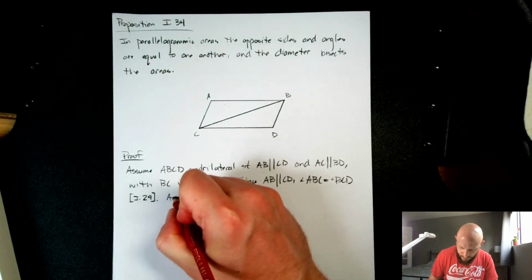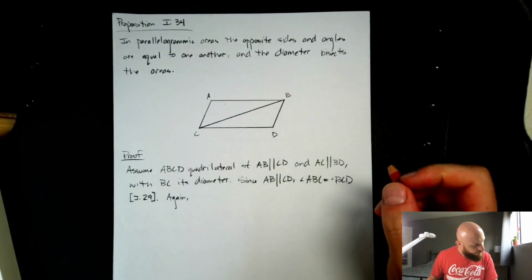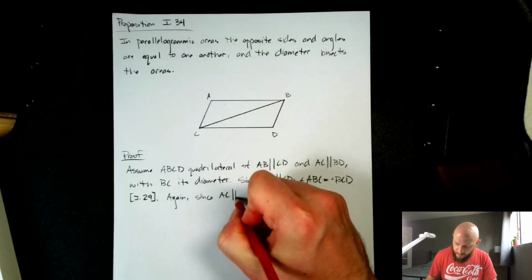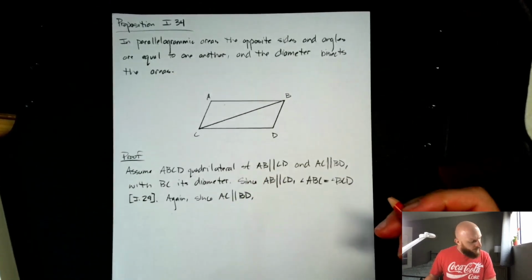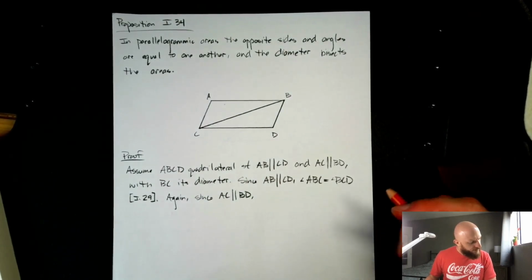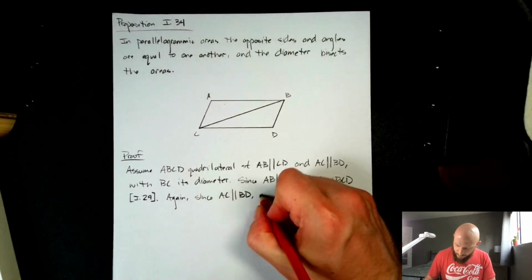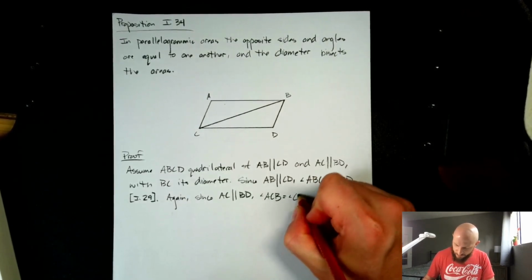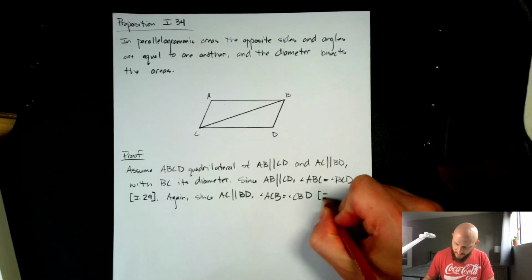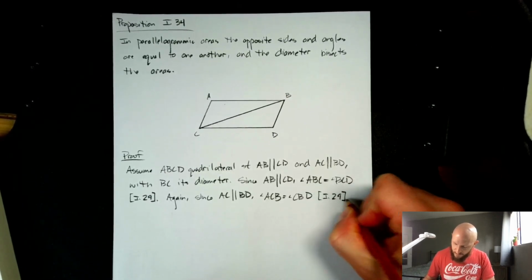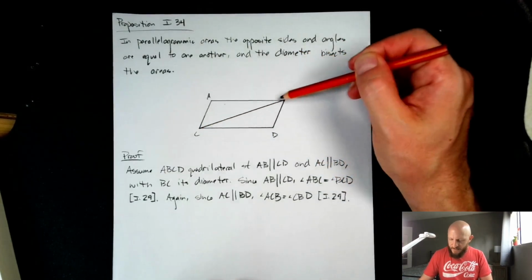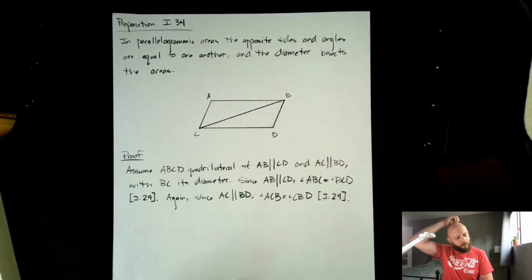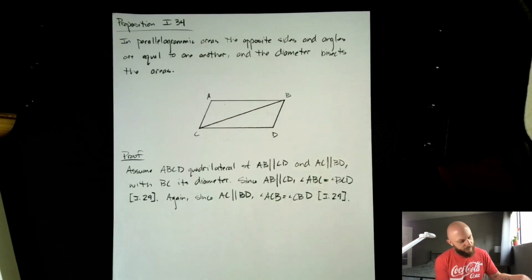And again, since kind of reorienting, since AC is parallel to BD, we also can say something about some other angles. We can say that angle ACB equals angle CBD. And again, that comes from Prop 29. So ACB equals CBD. Yeah, that looks about right. Okay, and both of those just come from Prop 29.